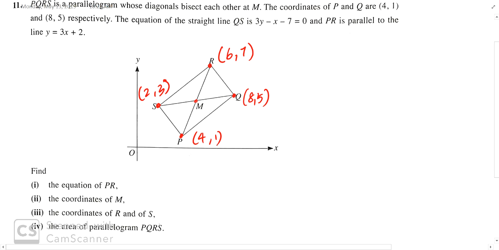I want to show you something quite interesting for this parallelogram. To go from point P to point Q, I can travel to the right, then upwards. How many units to the right? 4 units to the right, 4 units upwards. If I want to go from S to R, do you expect it to be 4 units right, 4 units up as well? Yes. Why? So what if it's a parallelogram? It's not about bisecting anymore.